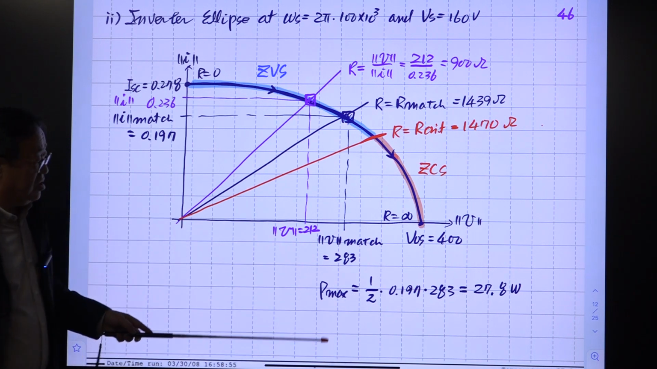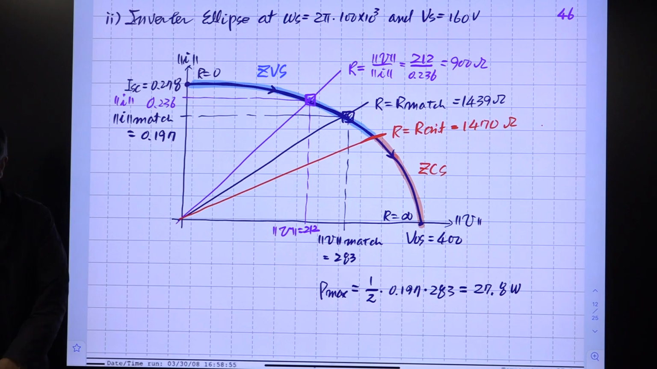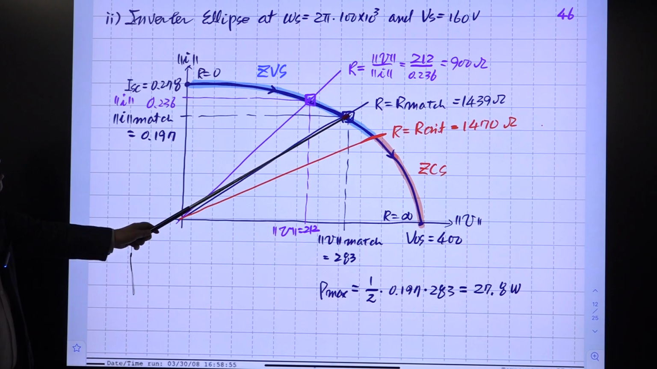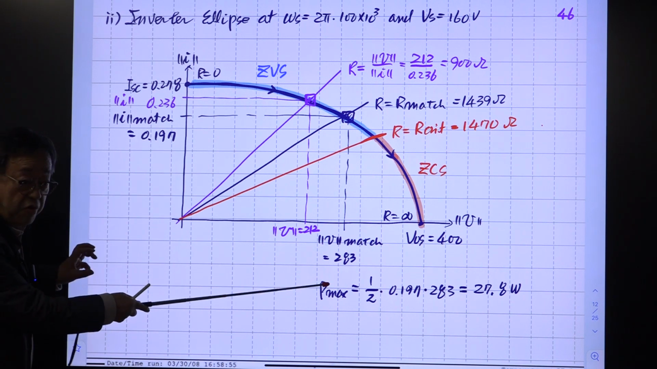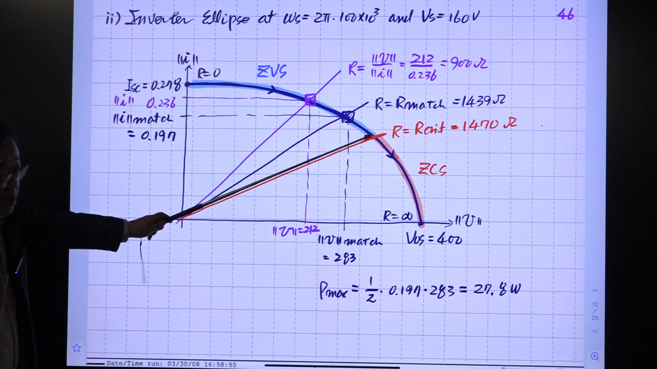So this converter can deliver 27 watt, but it is rated at 25 watt. So maybe this is a good design. You don't have to unnecessarily increase this one. That will burden your tank design. So this is the good design, and R match is here. This is the maximum power point. So maximum power is this times this in RMS version, and this is R critical.